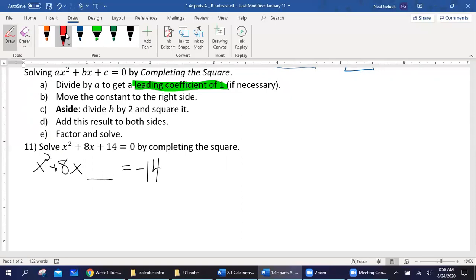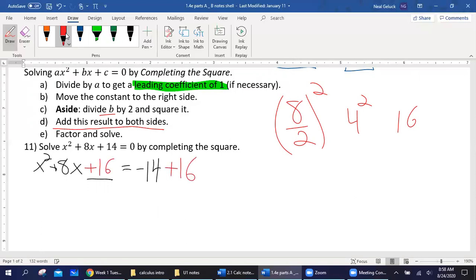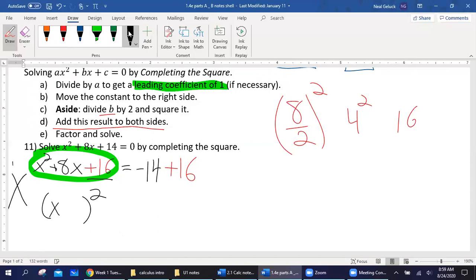Now, this is the weird thing. Off to the side, I take my b number, which is 8. I divide that by 2, and then I square it. So that's going to be 4 squared, or 16. That result gets added to both sides. I can't just add it to one side. I have to balance and add it to the other side. What you've done is you have created on the left side here a perfect square, meaning that it should factor into x something squared. So if you ask yourself what multiplies to 16 and adds to 8, again, if you did an X method off to the side, it'd be 4 and 4. So this is x plus 4 squared. You have completed a square. You've built a perfect square on the left side. Over on the right side, I just have 2.